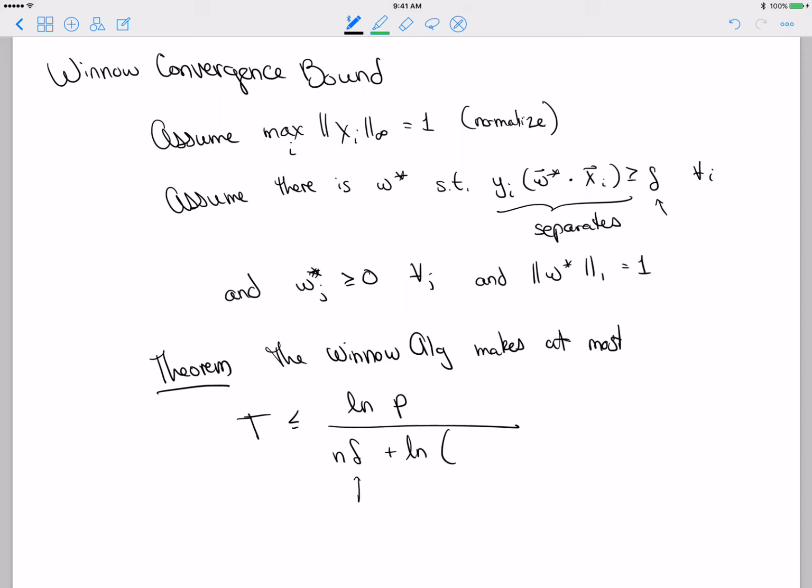Okay. Log of 2 over e to the eta plus e to the negative eta. And that's the number of mistakes, because remember, each round is a mistake. So T, the number of rounds until you're done, is that many mistakes. Okay, and we'll talk about how similar this is to the perceptron in a bit.